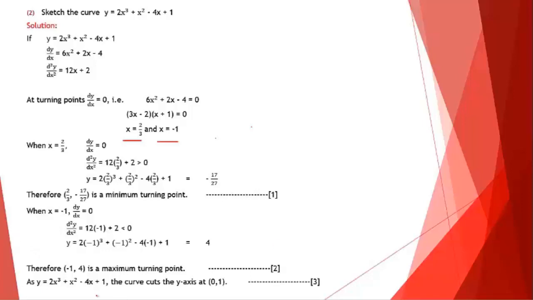Or we can simply find the intercept of the curve by finding the value which does not have any x terms, which is plus 1. So that shows the intercept at which the curve cuts the y-axis. So we take it as the third piece of information, and by combining all these three pieces of information, we sketch the curve as the one shown here.